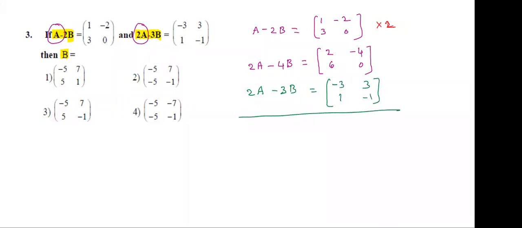Now both we want to subtract. That means here minus, plus, minus. At that time these two are going to cancel. Minus 4B plus 3B, that is minus B, is equal to. Now subtract these two. 2 minus of minus 3 plus 3, that is 5. Yes or no? Minus 4 minus 3, minus 7. 6 minus 1, 5. 0 minus of minus, plus 1.